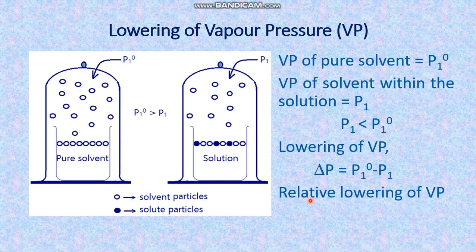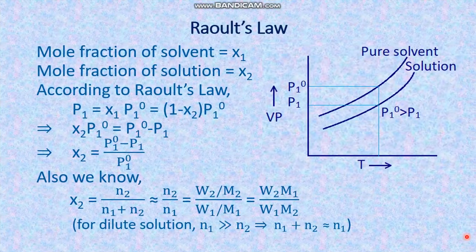Now what is relative lowering of vapor pressure? This is actually the colligative property. The vapor pressure difference per unit pressure, that means this parameter has to be divided by P10, and that is delta P by P10. So the relative lowering of vapor pressure is delta P by P10, and this is nothing but P10 minus P1 by P10, or 1 minus P1 by P10. Okay, so this is about relative lowering of vapor pressure.